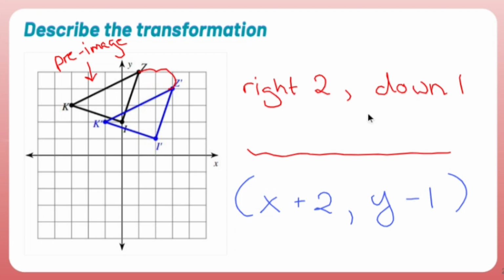So again, 2 answers that are exactly the same. I wrote them both down so that you can see what they both look like, just in case you have a teacher that forces you to do one instead of the other. But that's how you describe a transformation. And in this case, this was a translation from one shape to its image.